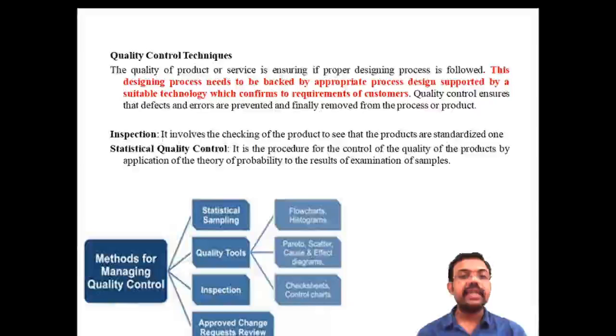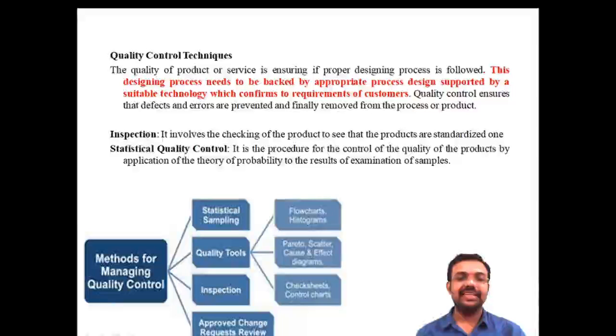Another one is statistical quality control. You can use a lot of statistical tools, like probability and decision-making theories, for examining the sample. This is statistical control. It's a procedure for controlling the quality of the product, applying the theory of probability so you can take the right decision. Statistical quality control is one of the important tools used for decision making, and it's a controlling point. These are the two techniques used for quality control.